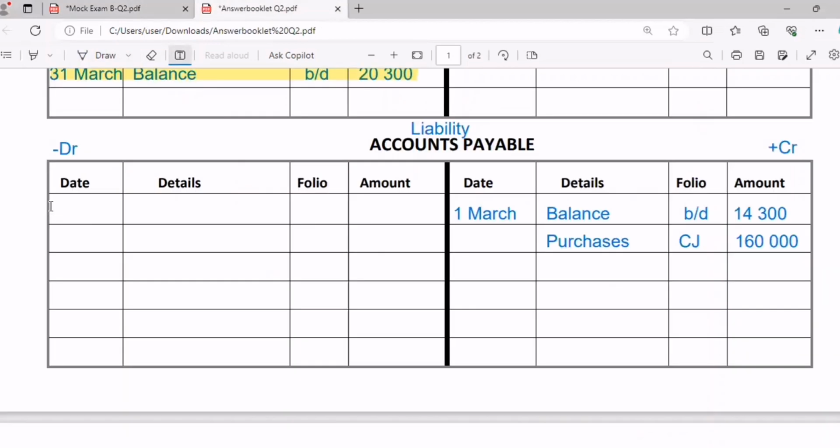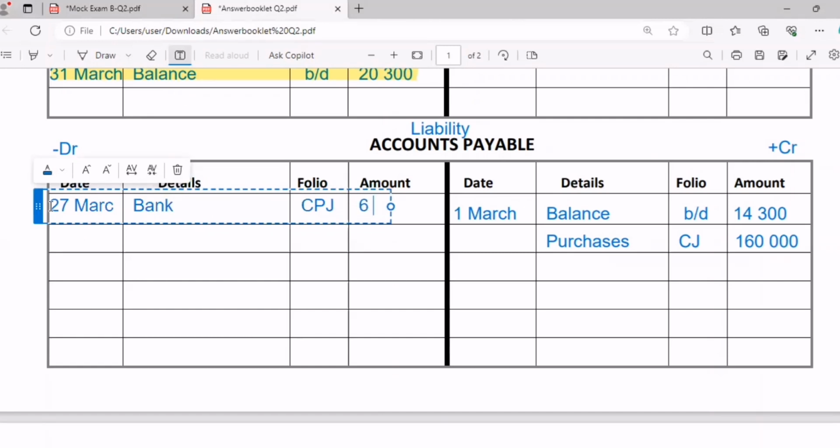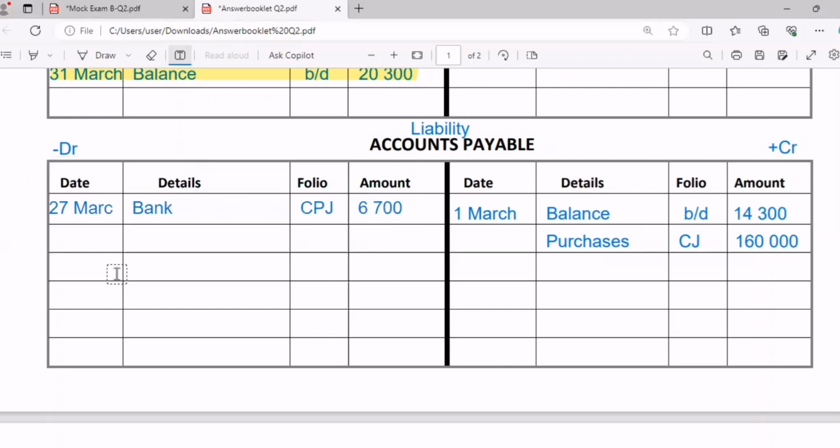So on the debit side, we're going to record this. On the 27th of March, we made the payment. Every time when we pay, bank is affected, right? So on the details, we're going to put bank. We made the payments. All the payments are recorded in the CPJ. How much did we pay? We paid these guys 6.7. Because we have paid them, the balance that we are owing to these guys is now being reduced.